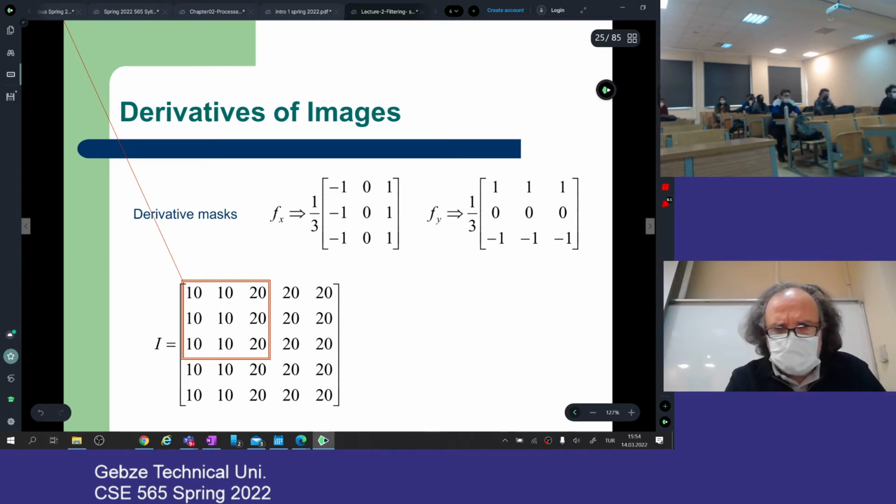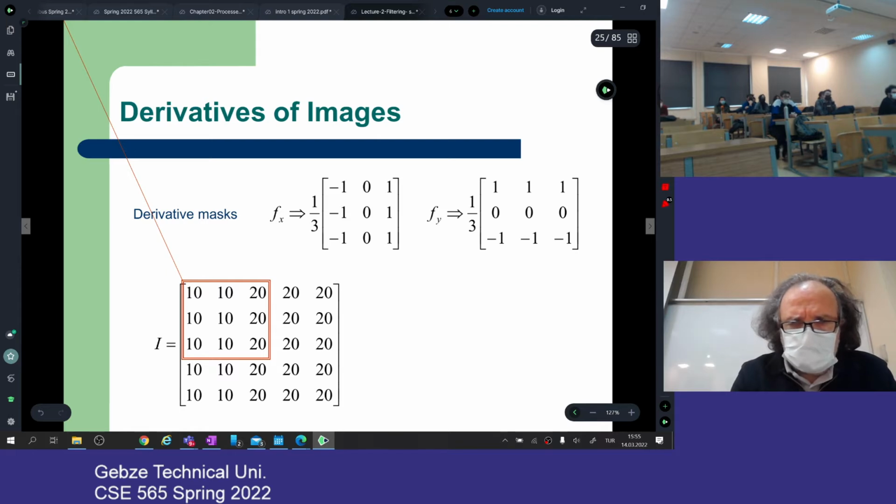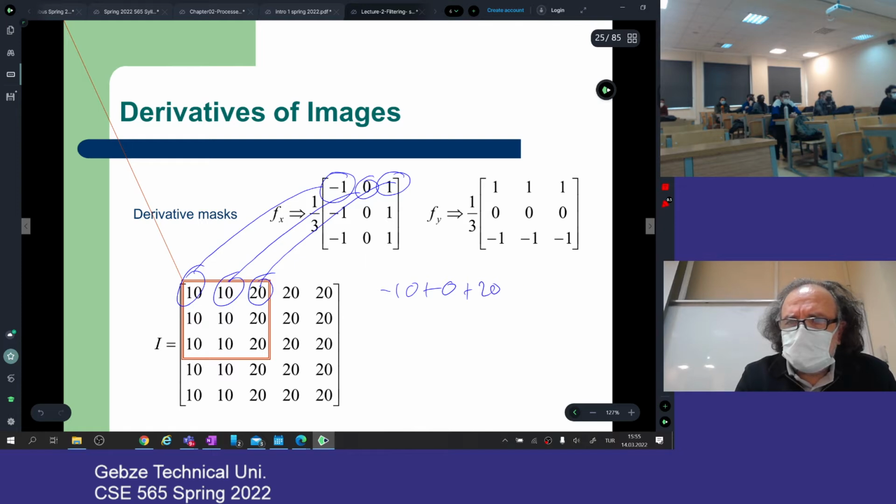Okay, so let's do that. Can you guess what the results would be for this application? Multiply minus 1 with 10, multiply 0 with 10, multiply 1 with 20. So what is it? Minus 10 plus 0 plus 20, it is 10. Okay? And the second one is 10 too, and the third one is 10 again. So if I add them up, divided by 3 is going to be 10.